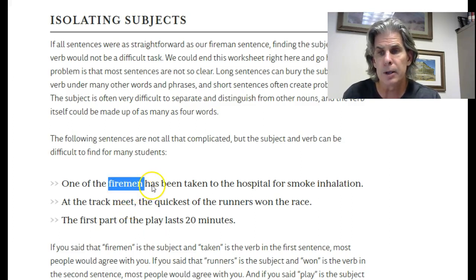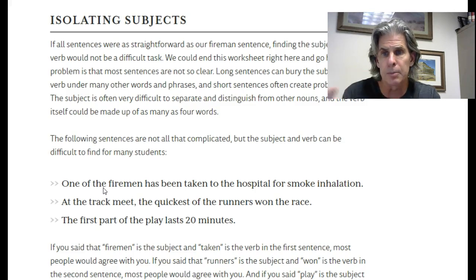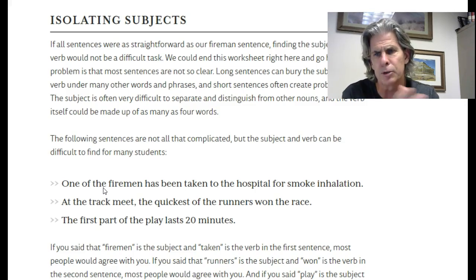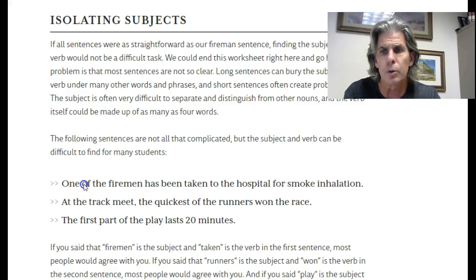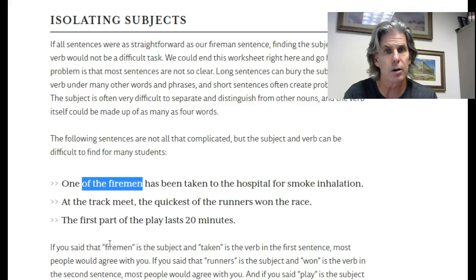Okay, the fireman, one of the firemen has been taken to the hospital for smoke inhalation, but this is a very important trick in the English language, okay? And this is one of the things that we could blame the French for, but no, probably shouldn't. You will never, ever have the subject of a sentence inside of a prepositional phrase. Of the fireman is a prepositional phrase. That's what it is. So the subject cannot be fireman.